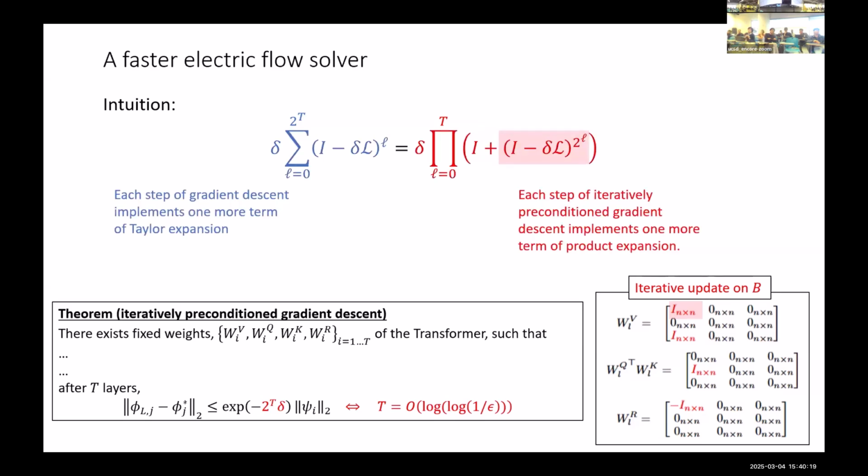And so as I said, each term of the gradient descent implementation implements one extra term of the Laplacian expansion. And each extra layer of the preconditioned gradient descent implementation implements an extra product term on the right, which is exactly the reason why you get a log in the layer complexity. And again, this comes back to iteratively updating the features.